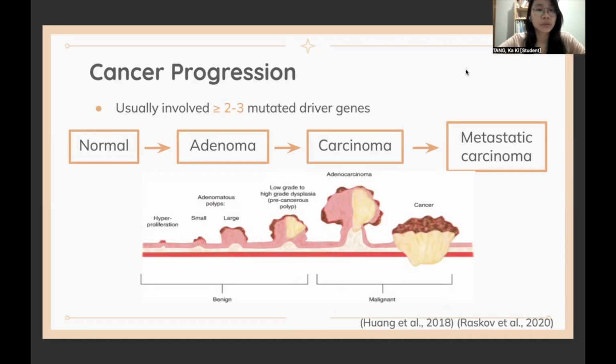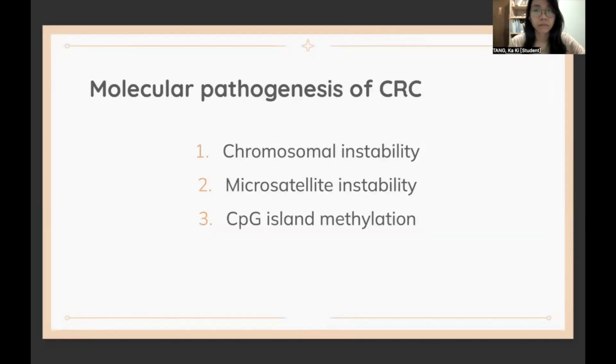Colorectal cancer usually takes decades to progress from normal epithelial cells to hyperplastic lesion, from adenoma to carcinoma, and finally to metastatic carcinoma. The whole development usually involves at least 2 to 3 mutated driver genes. There are 3 molecular pathogenesis pathways leading to colorectal cancer, including chromosomal instability, microsatellite instability, and CpG island methylation.